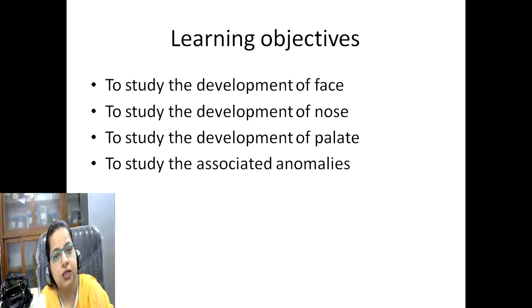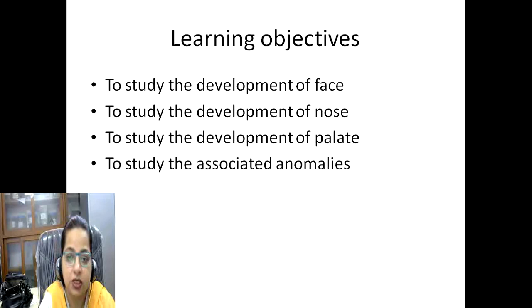As we discuss in every class, the learning objectives first, so that you know what is going to be taught today. Similarly, here we have the development of face, nose and palate. So we'll study the development of face, development of nose, development of palate and the associated anomalies related to them.